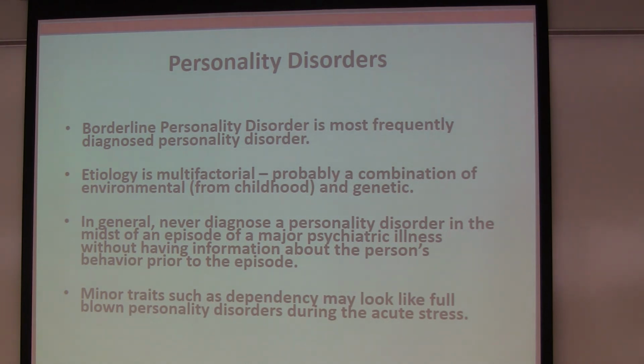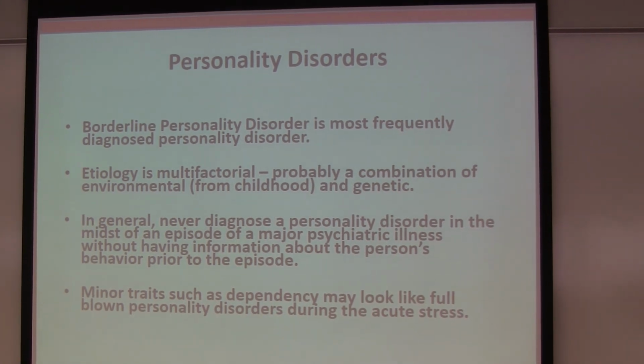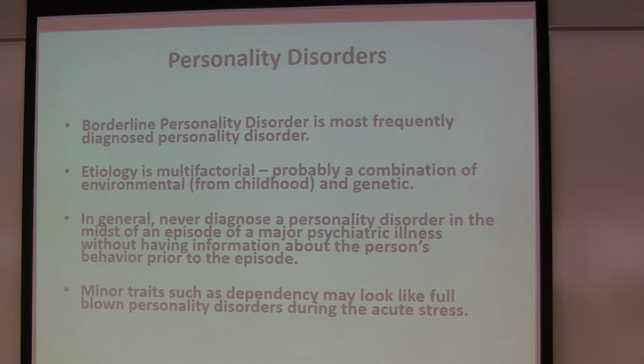And just a couple of words about the etiology. So we know that DSM-5 does not discuss etiology, which is the cause. But I think it's important to mention that research has shown that the etiology of borderline personality disorder is multifactorial. And it's most likely a combination of environmental, meaning coming from childhood, and genetic. So if one of the parents has been diagnosed with a personality disorder, it could more likely be possible that the next generation, one of the children, could have a personality disorder as well.